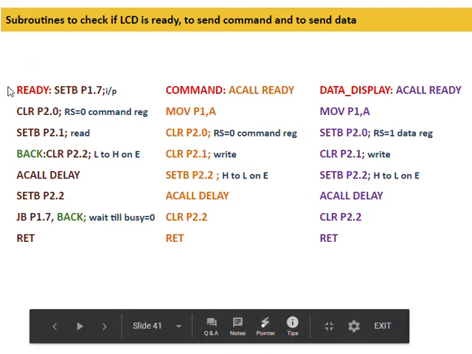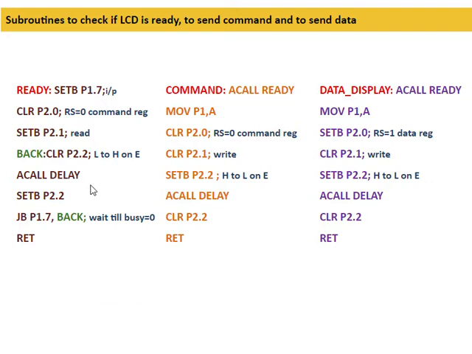So what does the ready subroutine do actually? It waits on the busy flag and when the busy flag becomes 0, it returns to the calling program. Now let's look at the next subroutine. That subroutine is to send a command to the LCD display.